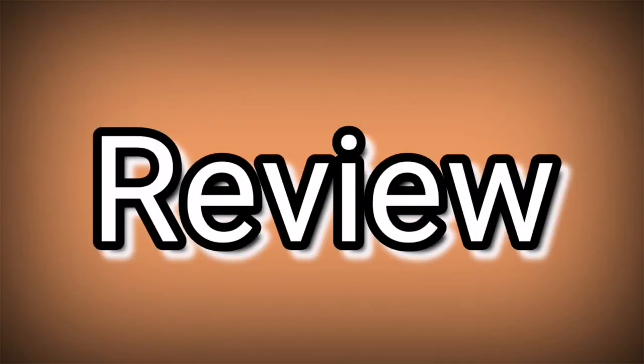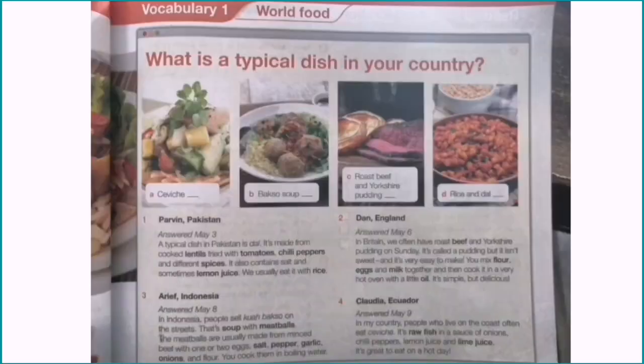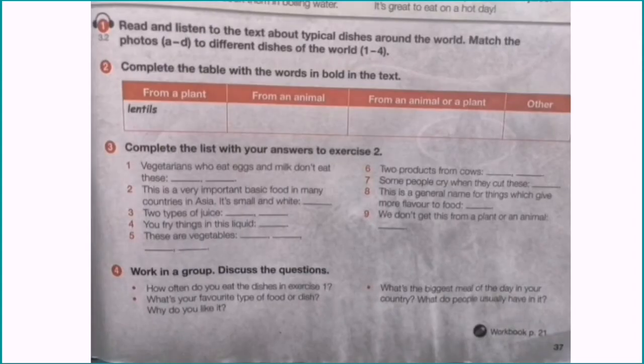Let's have a review of English Ahead 1. Students, we have done vocabulary 1, world food. What is a typical dish in your country? It was the topic. And the question was, read and listen to the text about typical dishes around the world. Match the photos A to D to different dishes of the world 1 to 4.